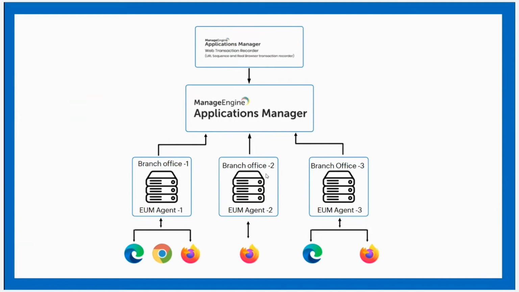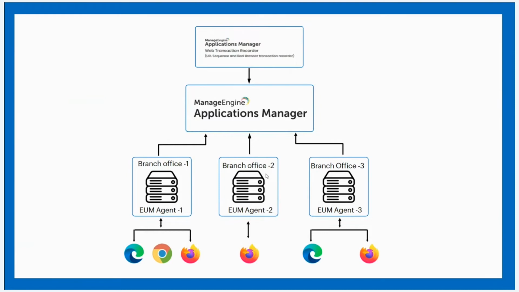Then you can record the transaction of filling and registering from your main office. The same transaction will then be performed in all your branch offices using these EUM agents that will then send the data to Applications Manager. This way, you can check if this workflow functions without any errors in the desired locations.